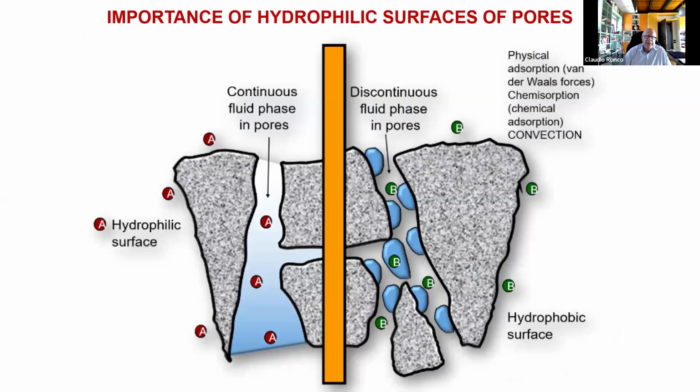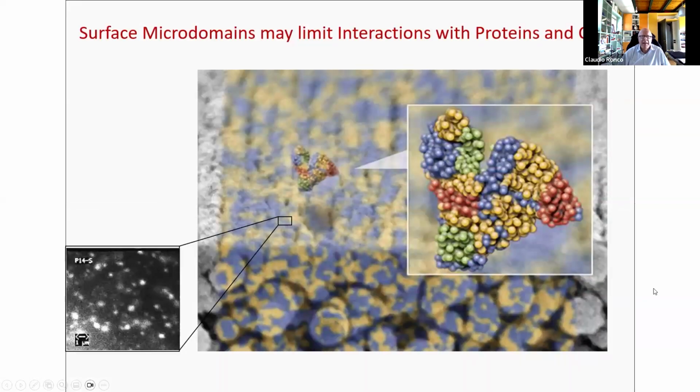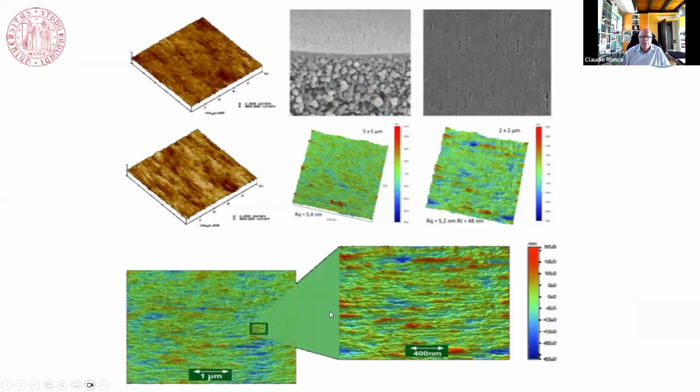This is of great importance because in the case of hydrophilic surfaces of pores, you have a continuous fluid phase, and the fluid wets the surface of the membrane, leading to a continuity of the fluid phase in the pores, while there is a discontinuous fluid phase in pores of hydrophobic materials, where you can only use convection in order to remove solutes. Today, we have surface microdomains that may limit interaction with proteins and cells, strongly improving the capacity of the membrane to be biocompatible.